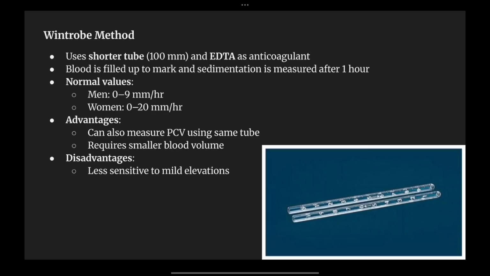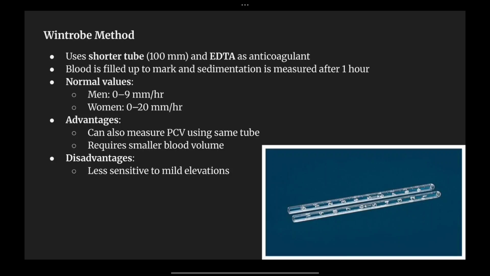Now, the second method is Winthrop method. Winthrop method is also another method to determine ESR. It uses a shorter tube compared to the Westergren method. In Westergren method, it is a 200 mm tube, and in this Winthrop method, you have shorter tubes which are 100 mm. And here the anticoagulant is EDTA. EDTA is ethylenediaminetetraacetic acid. It is a type of anticoagulant that is used to prevent the clotting of blood.